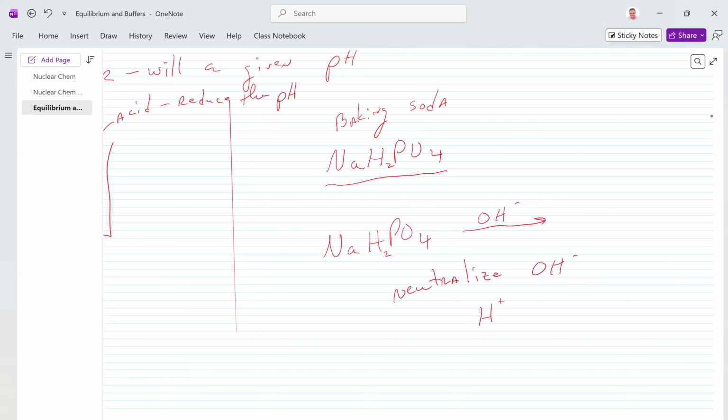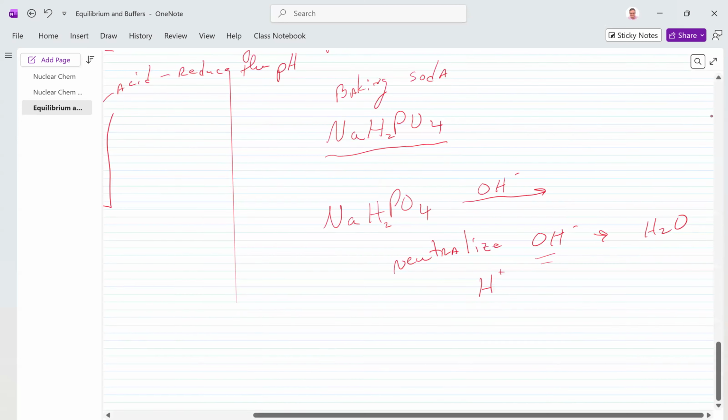So the buffer kicks on an H, and you end up with water. So the pH doesn't go up, it stays, because we've mitigated the OH, the hydroxyl ion.